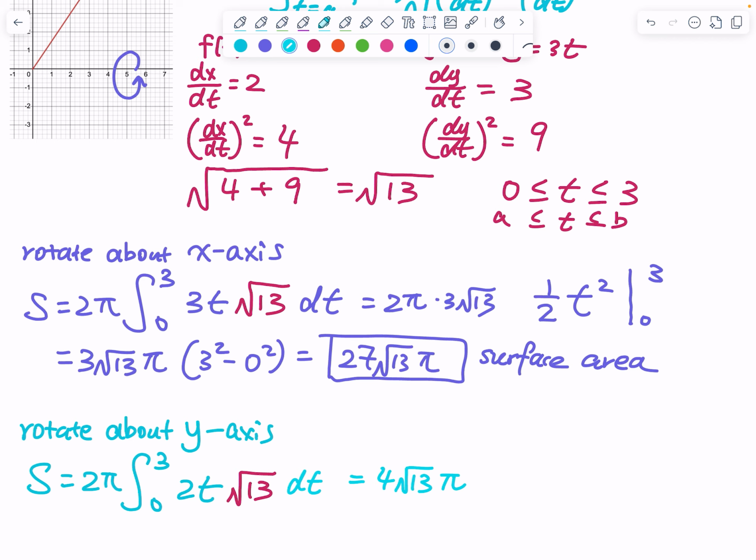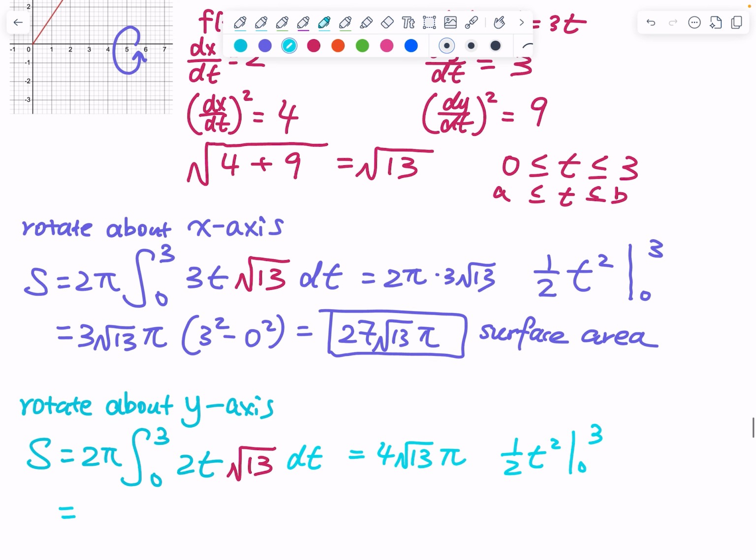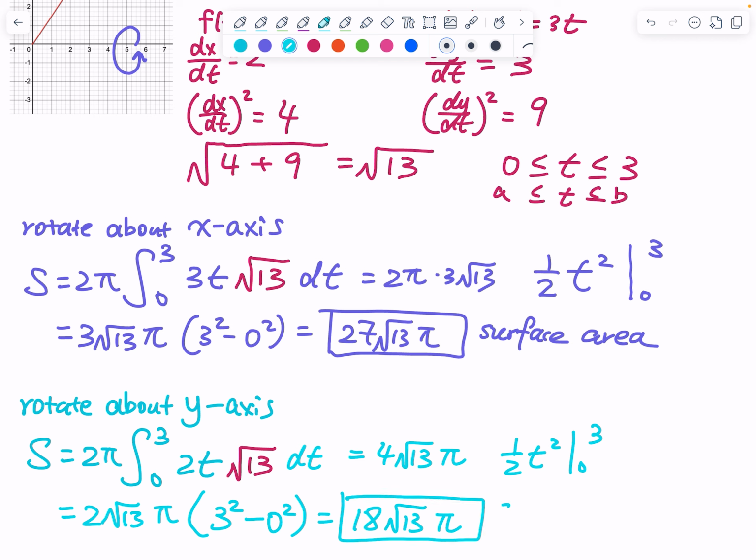All you need is to integrate the t. The integral of t is 1/2 t squared from 0 to 3, and then 4 times 1/2, you have a 2 root 13 pi, 3 to the second power minus 0 to the second power. That is 2 times 9, which is equal to 18. 18 root 13 pi. So that is your surface area.